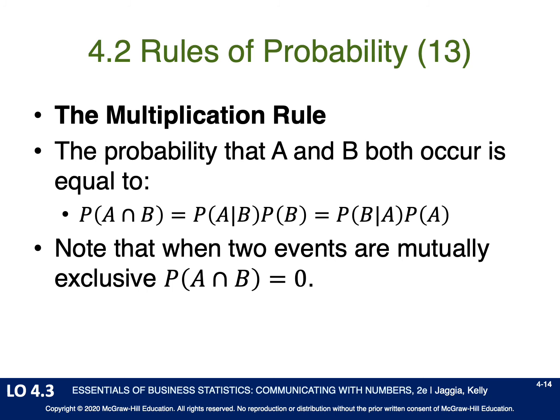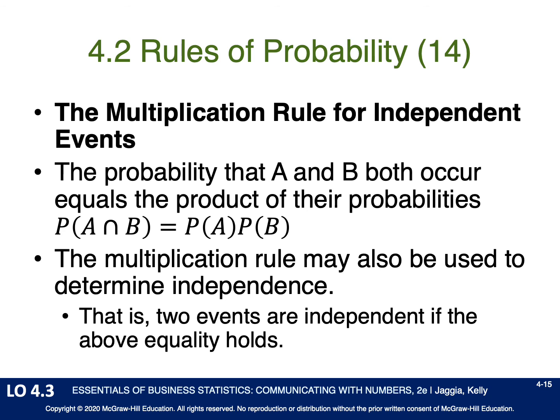So the multiplication rule says the probability that A and B both occur, so the intersection of A and B, is the probability of A given B multiplied by the probability of B, or the probability of B given A multiplied by the probability of A. Now, keep in mind that when two events are mutually exclusive, then that intersection is 0. Right? So if the events are independent, then the probability that A and B both occur is just the probability of A multiplied by the probability of B.